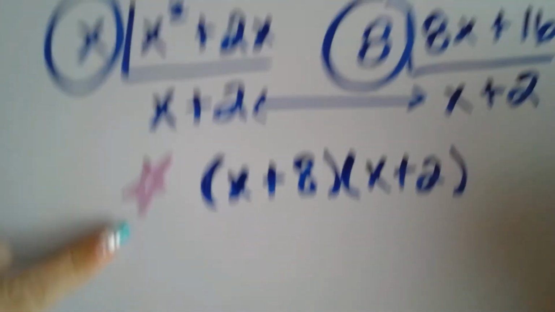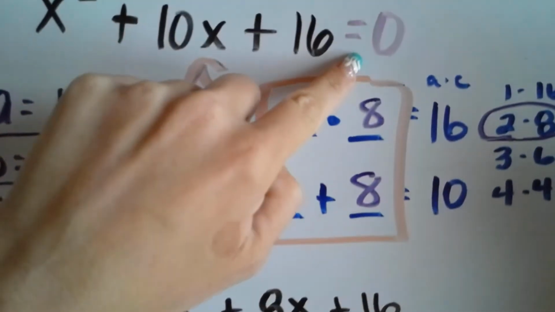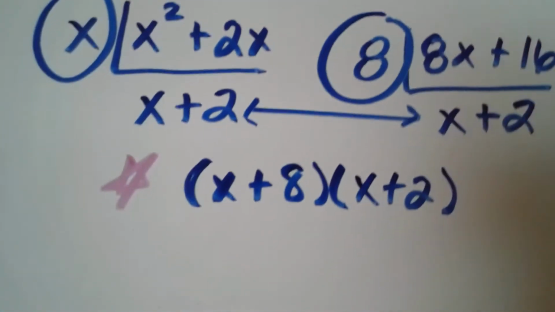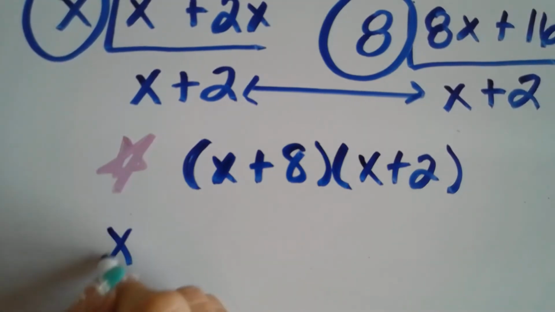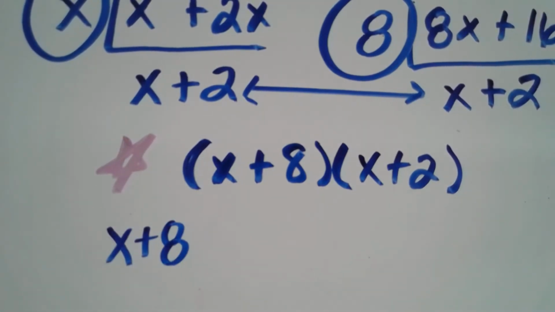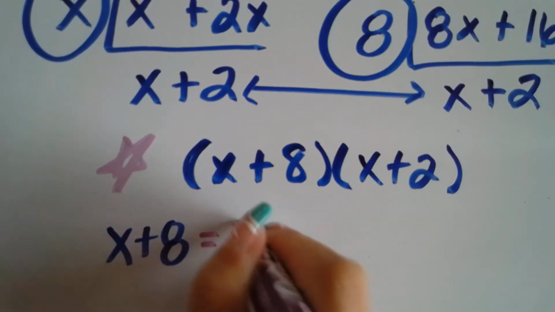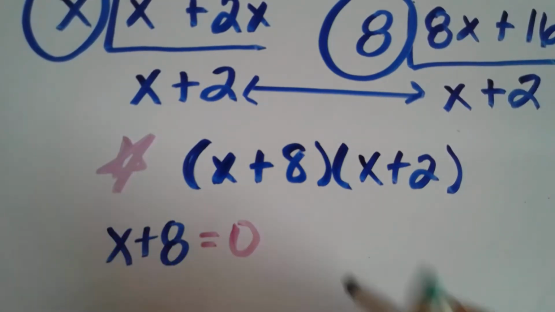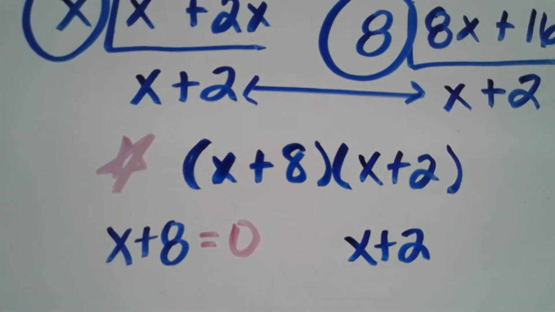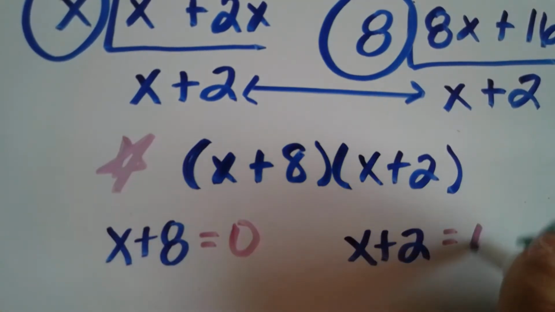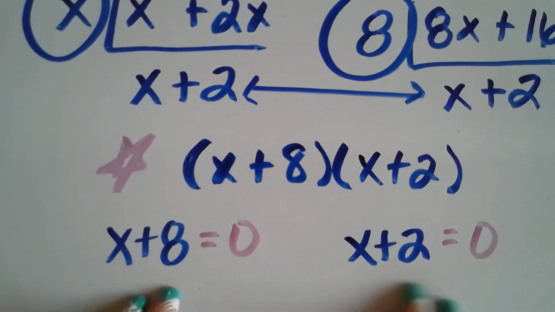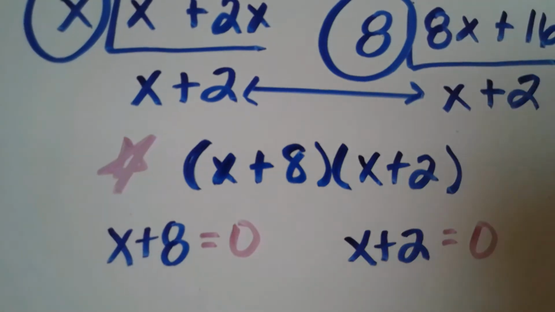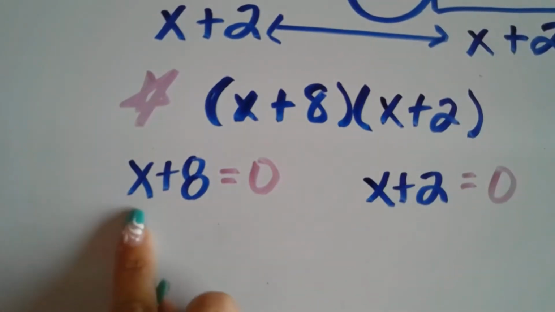And that's why it's so important that we have this equal to 0 up here, because what we're going to do is we're going to take these two pieces and we're going to set them equal to 0, okay? And we're going to solve for x. So I have x plus 8 equals 0. And I also have x plus 2 equals 0. Now we just took these two pieces, split them up. Now we're just solving for x. Not bad, okay? So how do we solve for x?